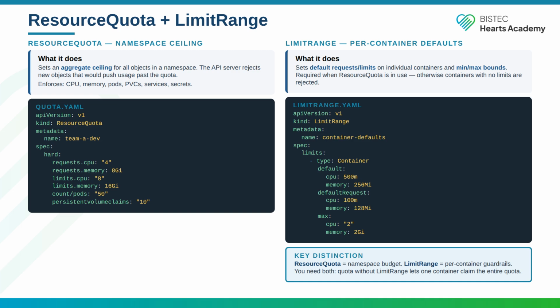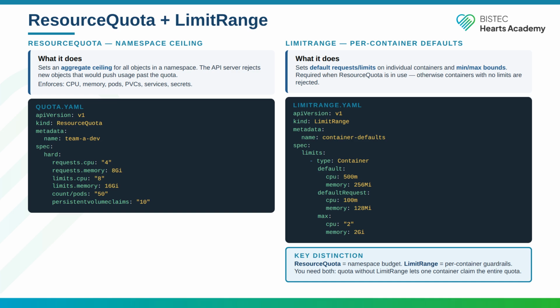The example on the left is 4 CPU requests, 8 CPU limits, 8 GB and 16 GB of memory, 50 pods, and 10 persistent volume claims. Notice it sets both requests and limits, not just one. Quotas that only cap limits let teams set 0 requests, which gives the scheduler no information for placement and leads to nodes that are overcommitted and pods that get killed under load.